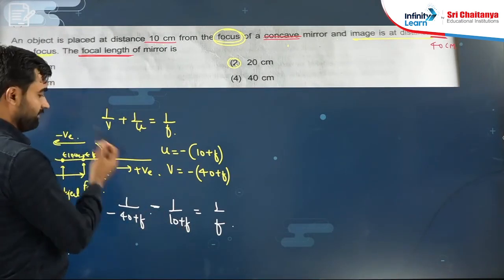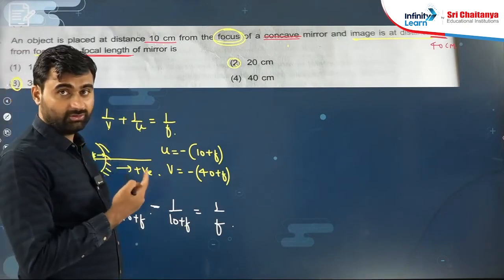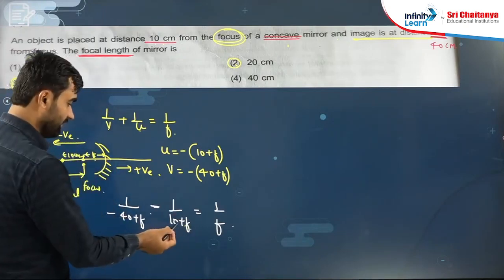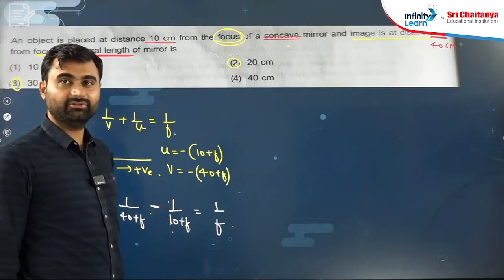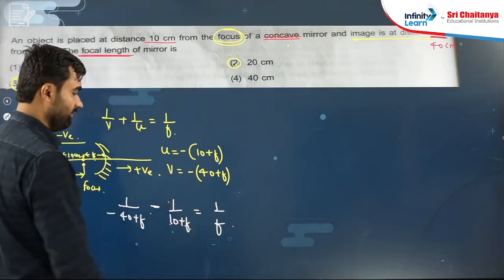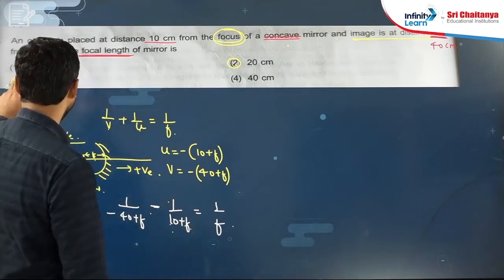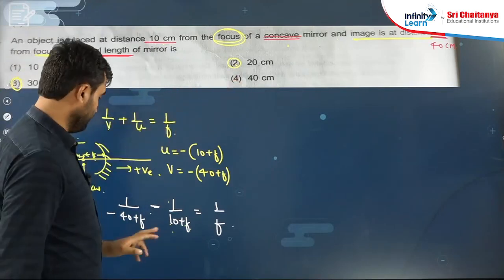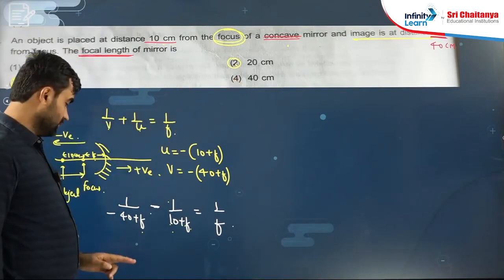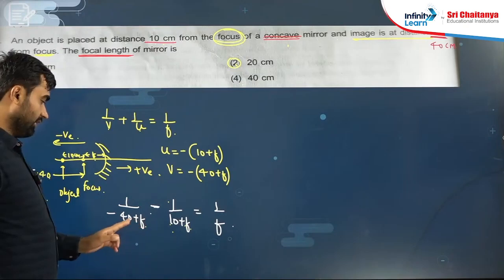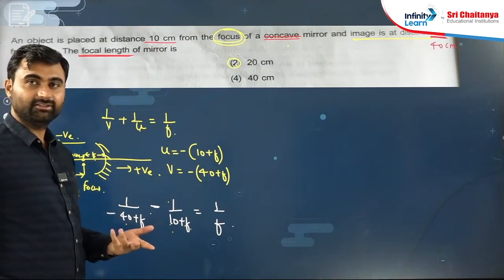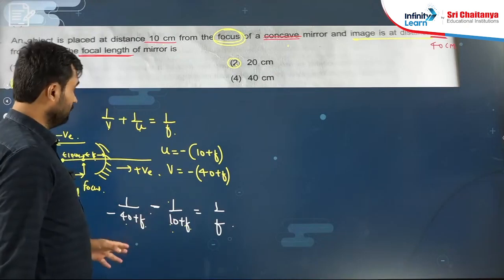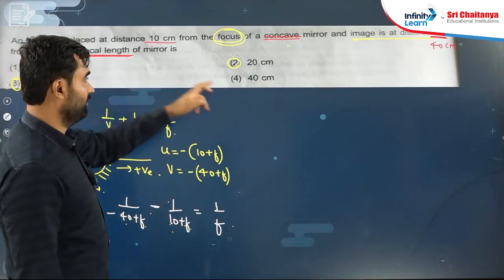The F value is, and you know this is a concave mirror, so the focal length must be negative. So minus 10 and plus 10, 0. So 1 by 0, infinity. It will become infinity, right? We are unable to solve. And if we put 40 here and the focal length negative, so minus 40 and plus 40, again 0, 1 by 0, infinity, right or not?